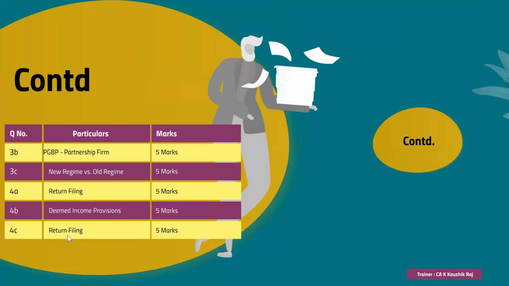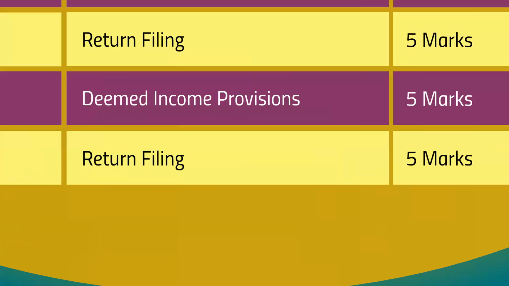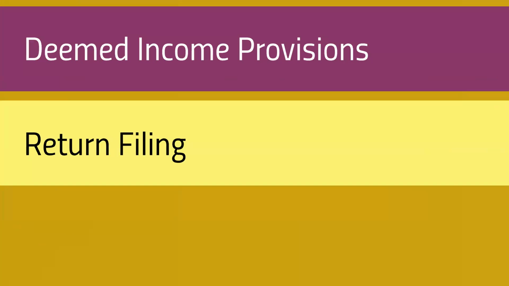Then again, there's another question on return filing for 5 marks. So all put together, out of 60 marks, around 25 to 30 marks is coming from other than heads of income.